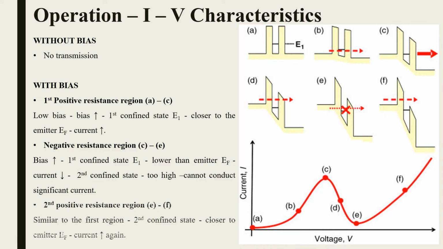The third region is the second positive resistance region from E to F. This region is similar to the first region, as the second confined state becomes closer and closer to the source Fermi level. It carries more current, causing the total current to increase again.